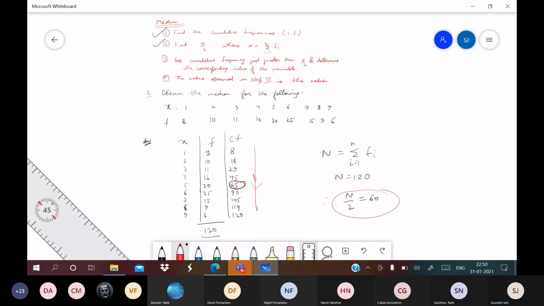Okay. And determine the corresponding value of the variable. Who's the variable? Variable is x. So the value obtained in step third is the median. So what is median here? Median is 5. This is the way to write the median of discrete frequency distribution. Okay. And mean is simple. Mean is like you multiply the table. Okay. Now we will solve questions on that.